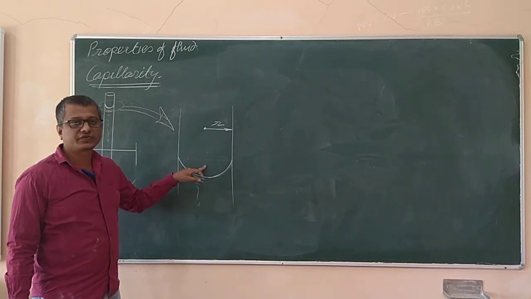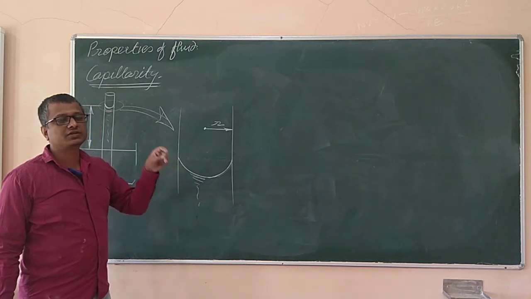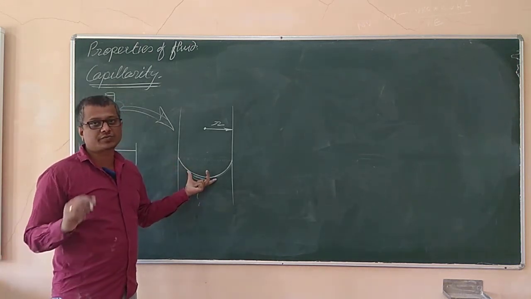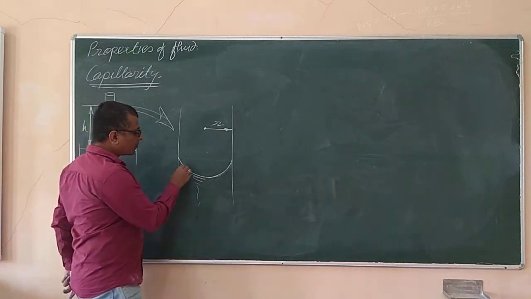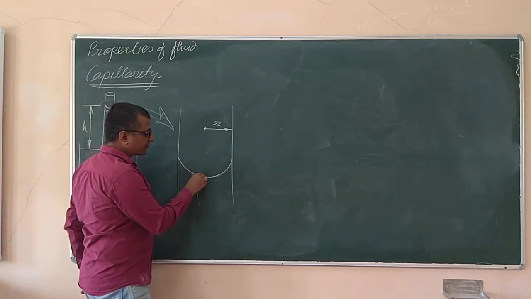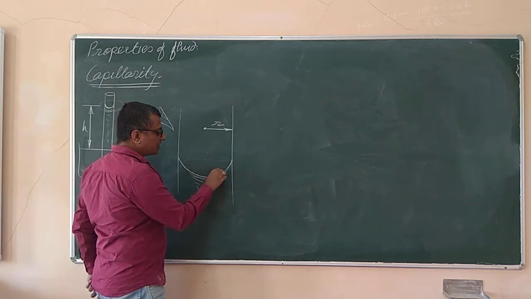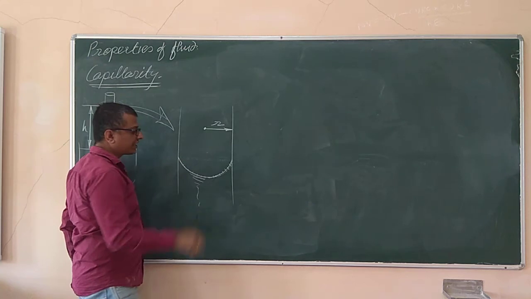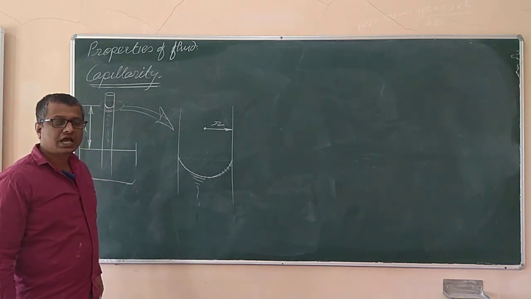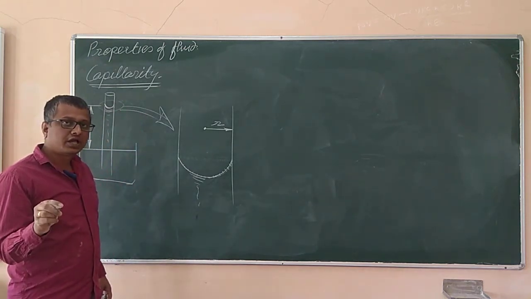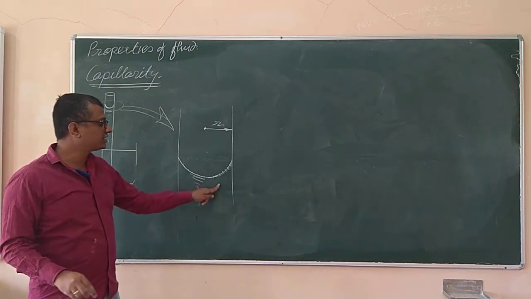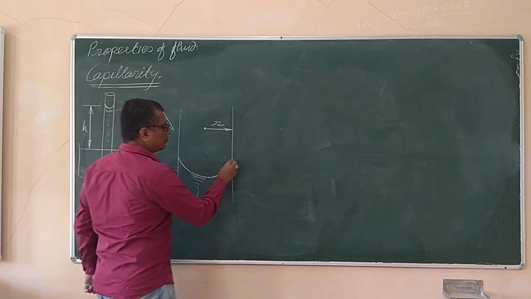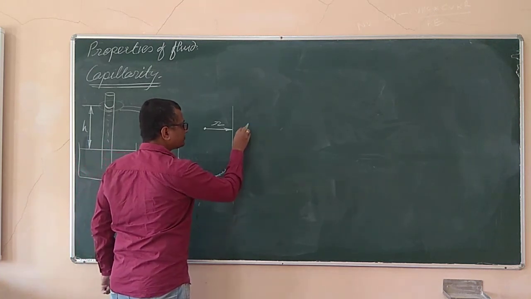If it is a free liquid surface, there will be a force due to the surface tension. This membrane will behave like a stretched membrane, and on every particle on the free liquid surface there will be a force due to the surface tension, acting in the tangential direction. I would like to draw that force vector at the point of contact of this liquid with the solid boundary of the capillary tube, and that force vector will be over here.